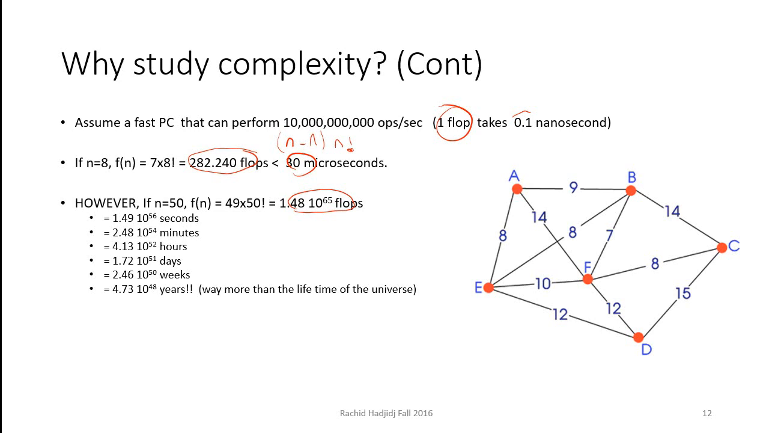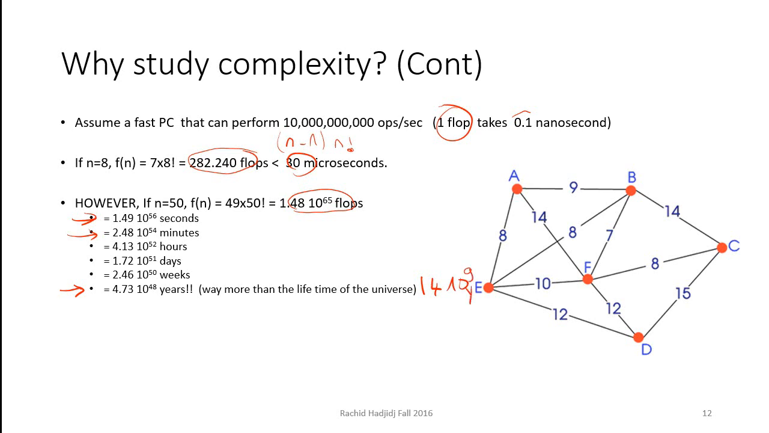When we convert it into time by multiplying by the time each addition takes, which is 0.1 nanoseconds, we find this number of seconds. We convert it to minutes, we find this number, and so forth. We convert it into years, we find this number. We get 4.73 times 10 to the power 48 years. This time is huge. It's more than the lifetime of the universe, which has been estimated to be just 14 billion years, 10 to the power 9 years.